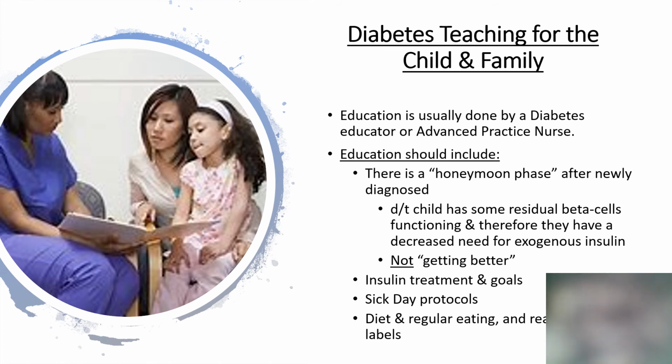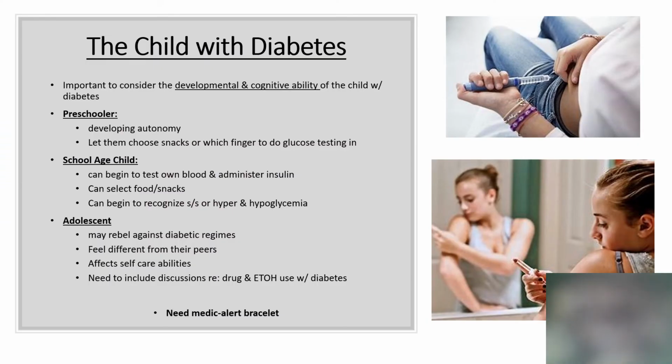We need to go over insulin treatment, goals, how to administer it, and the frequency at which we need to administer it, and the need to keep that glucose level management tight. We need to talk about sick day protocols, just like we do with the adult population. And we need to discuss with them diets, carb counting, regular exercise, reading food labels for carbs, such that they become very knowledgeable about how to manage diet.